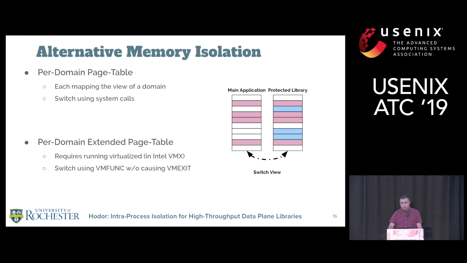We also implemented Hodor with 2 alternative memory isolation techniques and compared it against the PKRU approach that you can see in the paper. The first one is a separate page table for each domain, and inside the trampoline we do a syscall to change the CR3 register to point to the appropriate page table. The second one is similar, but it uses extended page tables, and we use the vmfunc instruction inside the trampoline to switch domains without calling into the OS. However, the second one is only available if you are already running inside VMX.